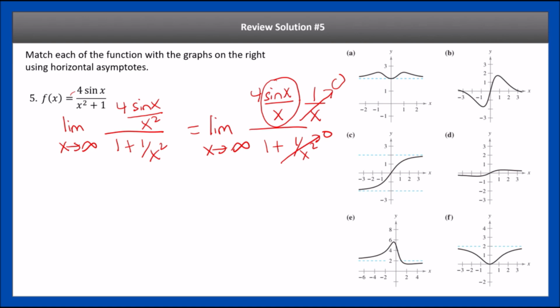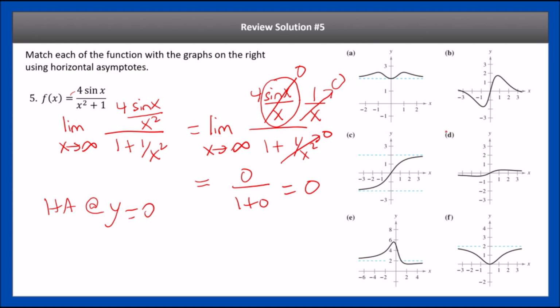And we established in an earlier example that sine x over x is going to go to 0. Remember, we established by the squeeze theorem that the limit of this as x approaches infinity is between 0 and 0. So this actually goes to 0 by the squeeze theorem. So we end up having 4 times 0 times 0, which is 0, sorry. So we get 0 in the numerator. So 0 over 1 plus 0 is 0. So we got a horizontal asymptote at y equals 0.